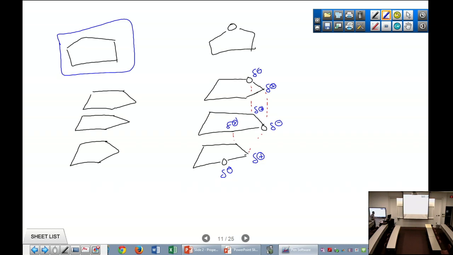same thing with our cyclic ether. They just stack together as well. But in addition to having their van der Waals interactions, which is what's holding this together, right? So we've got our van der Waals forces here, holding these guys all together.